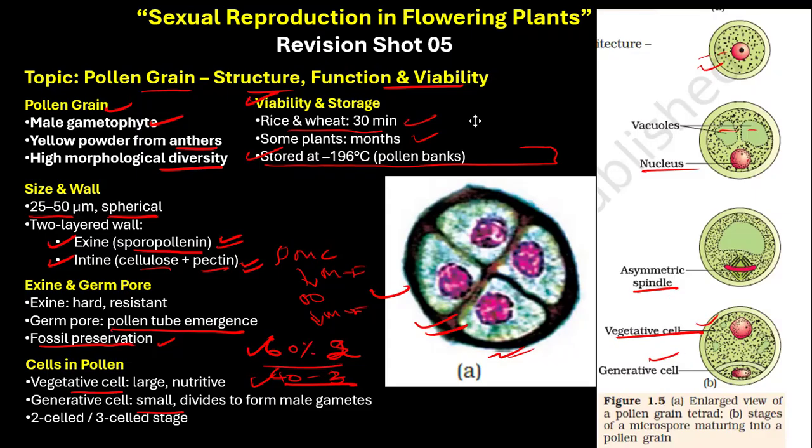What is the structure of pollen grain? What are the functions, and what is viability, pollen viability, and what is microsporogenesis? This has been explained in this diagram perfectly. So the next video I will bring maybe today itself, and we'll try to finish this chapter within 2-3 days. Thank you.